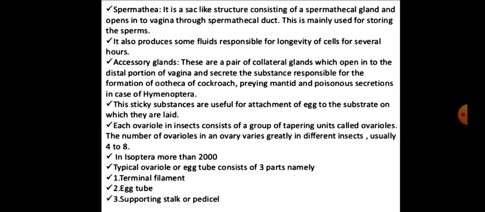Spermatheca. It is a sac-like structure consisting of a spermathecal gland and opens into vagina through spermathecal duct. This is mainly used for storing the sperms. It also produces some fluids responsible for longevity of cells for several hours.